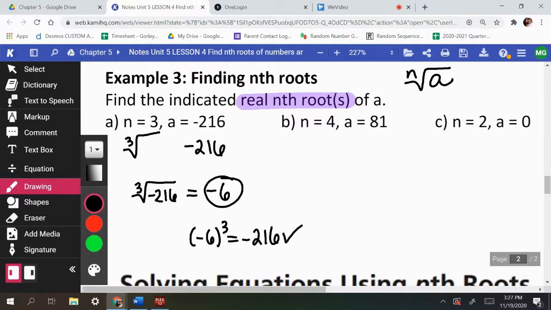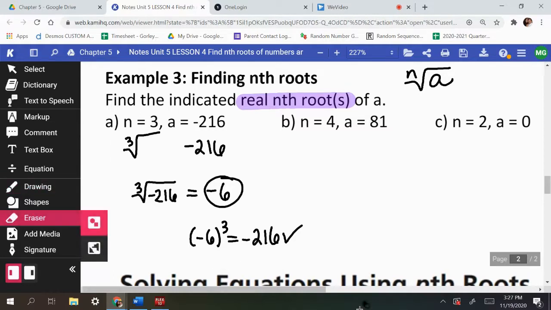It's just -6. +6 wouldn't work, right? If I cube +6, that would be +216. So that's not going to work.